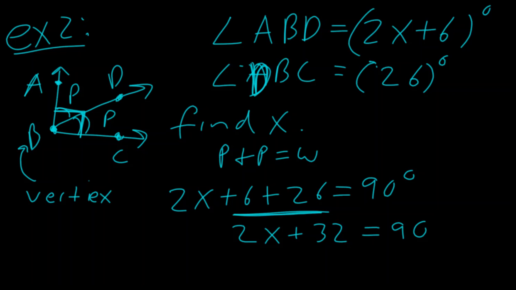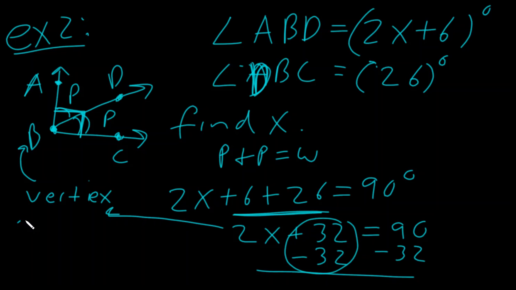Remember, in order to get the x by itself, you first must always get rid of the addition or subtraction. So minus 32, minus 32. Remember, the opposite of addition is subtraction, and those two things cancel out. That's why we subtract 32. So I'm going to bring this over this way. And here we have 2x is equal to 90 minus 32, which will give us 58.